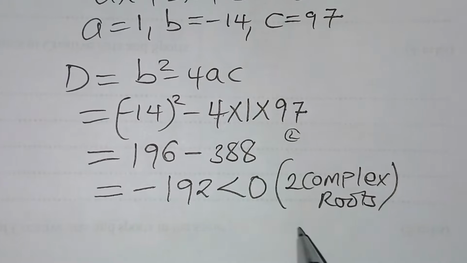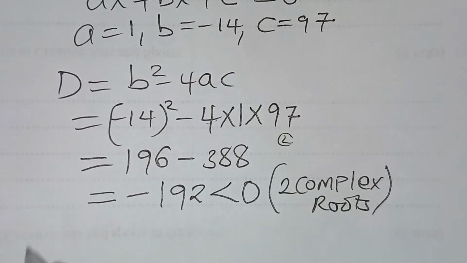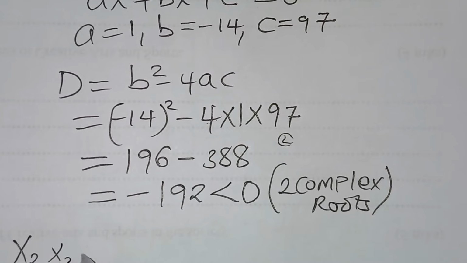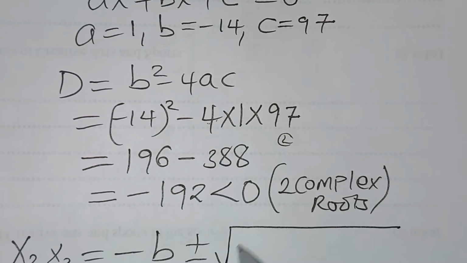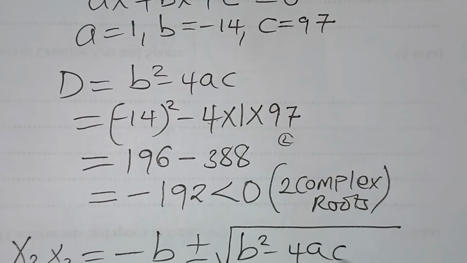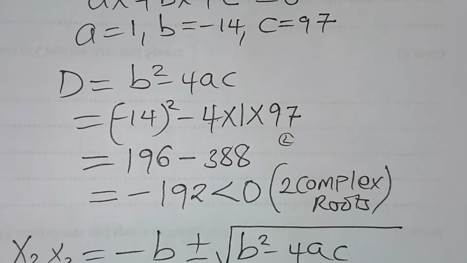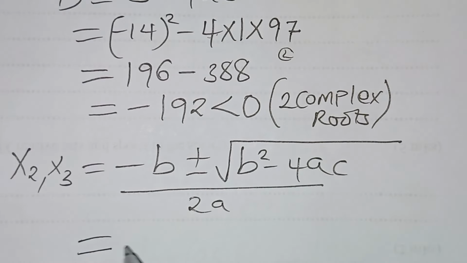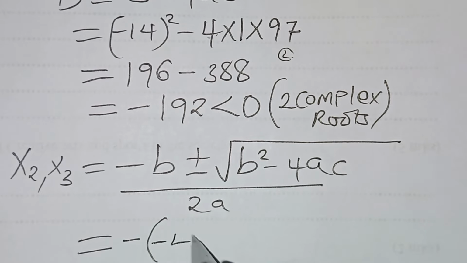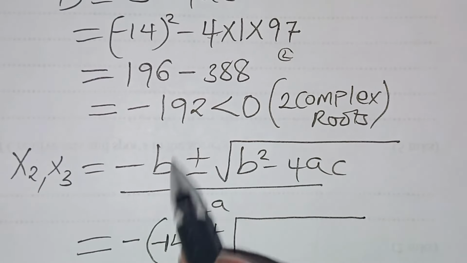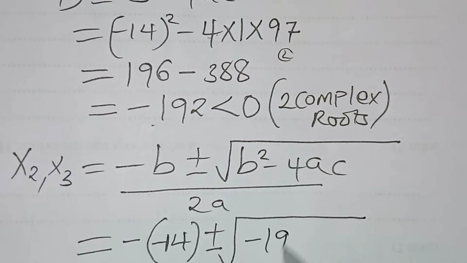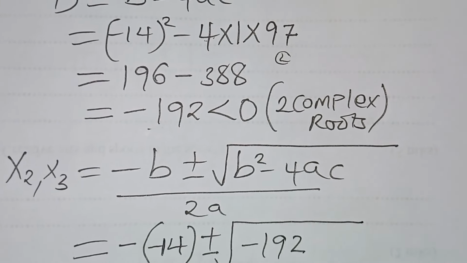And so for this quadratic equation, that is for x2 and x3, we apply the quadratic formula, that's (−b ± the square root of b² − 4ac) divided by 2a. So here we'll have (−(−14) ± the square root of −192) divided by 2.